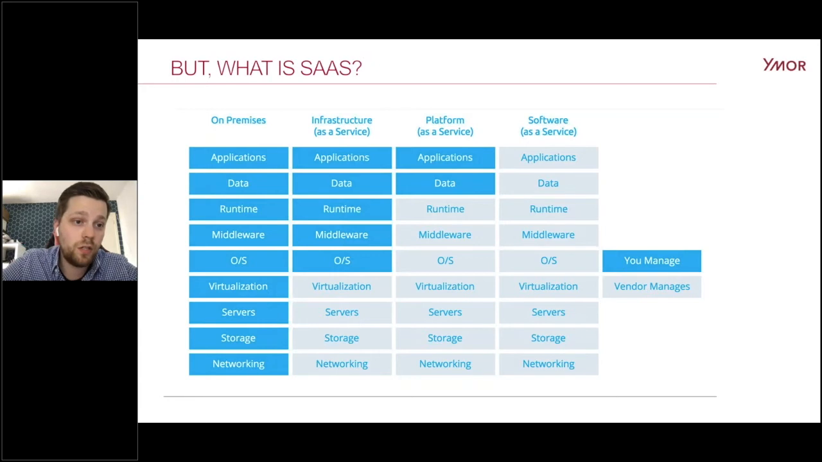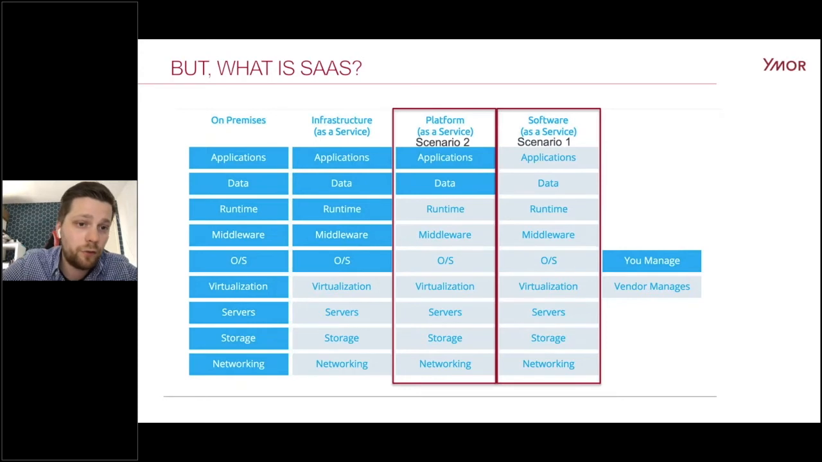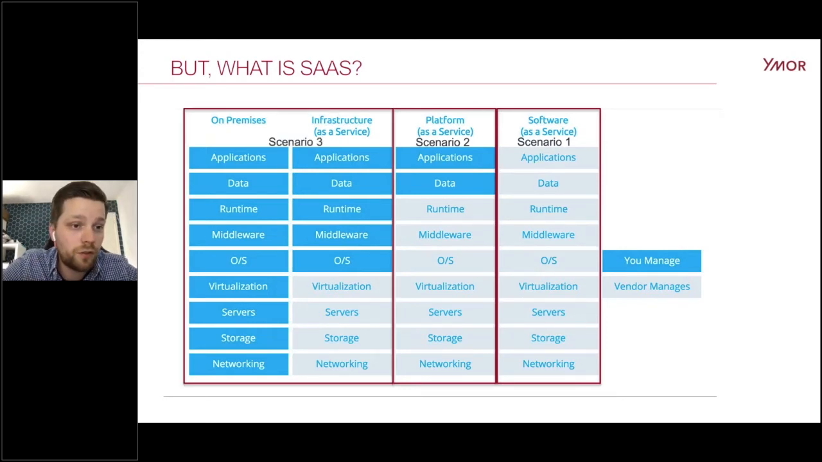Today, we are going to discuss 3 scenarios within this model. The first scenario we'll discuss is how to actually monitor software as a service. The second scenario will be platform as a service. And the third scenario will be around infrastructure as a service and on-premise. As you can see, we will dive down from a vendor managing everything towards a point where you manage more. So let's dive into the SaaS scenario.